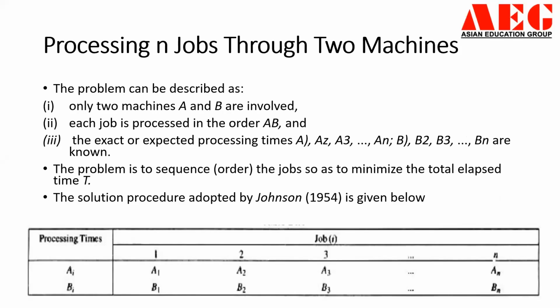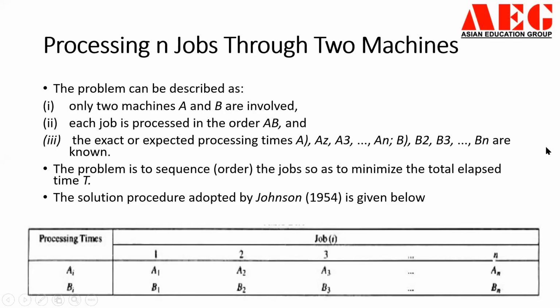The problem can be described as only two machines A and B are involved. Each job is processed in order A and B, and the exact or expected processing times A1, A2, A3, ..., AN, and B1, B2, B3, ..., BN are known. So some matrix has been given, which is already shown on the screen. The problem is to sequence or order these jobs so as to minimize the total elapsed time T.